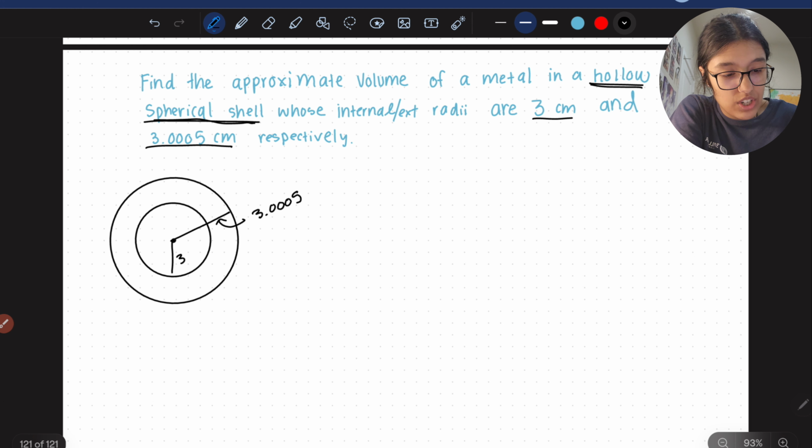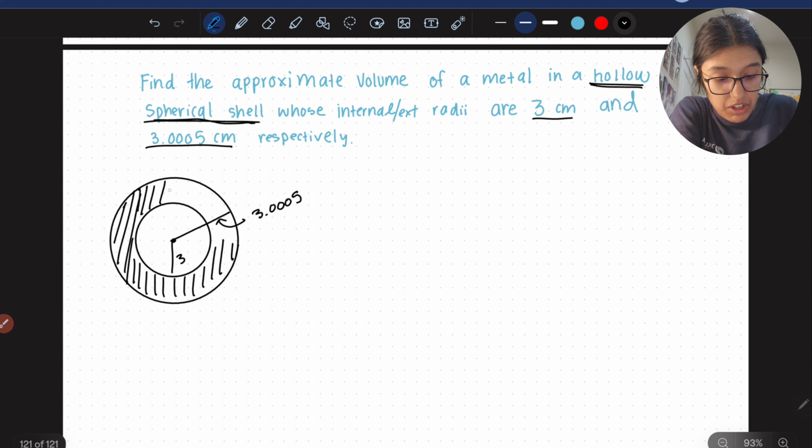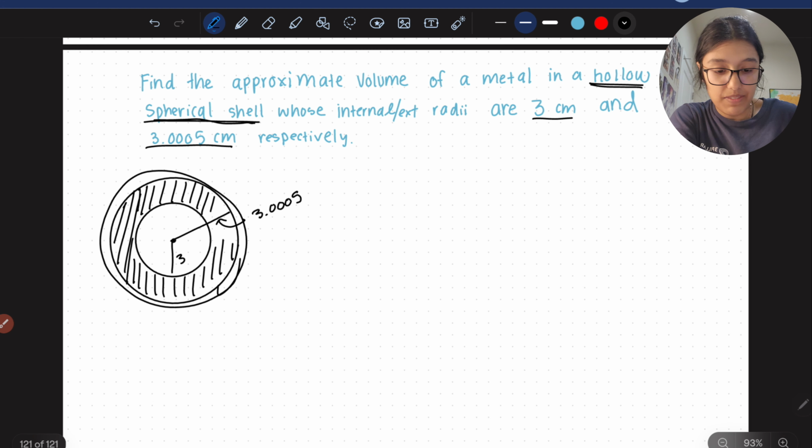So it's asking us to calculate the volume of this part. The inside of this sphere is just going to be hollow, as it's saying. So it's asking us to calculate that part. And I know how many of us would do it. We would just calculate the volume of the outer sphere, right? And we would subtract the volume of the inner sphere.